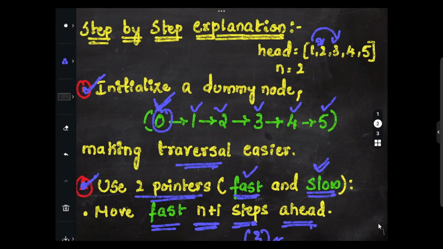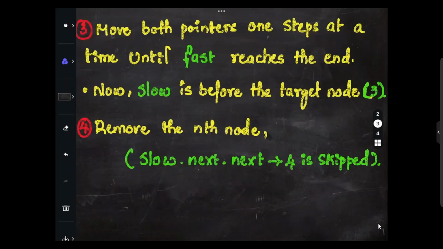Let's move on with the third step here. We will move both the pointers one step at a time until fast reaches the end, right? So after the second step, we will move both the pointers one step at a time until fast reaches the end. Now slow is before the target node 3.